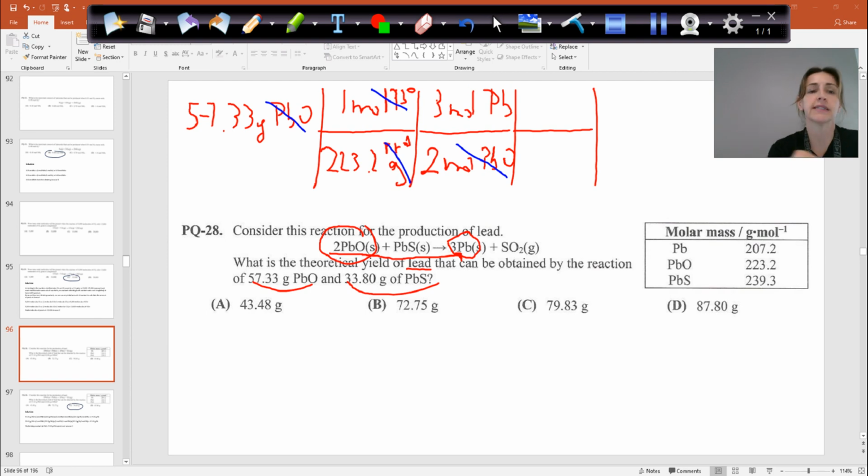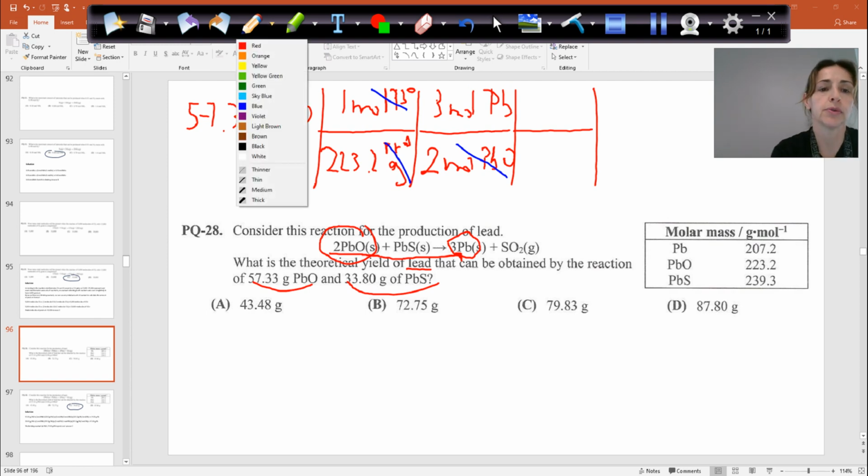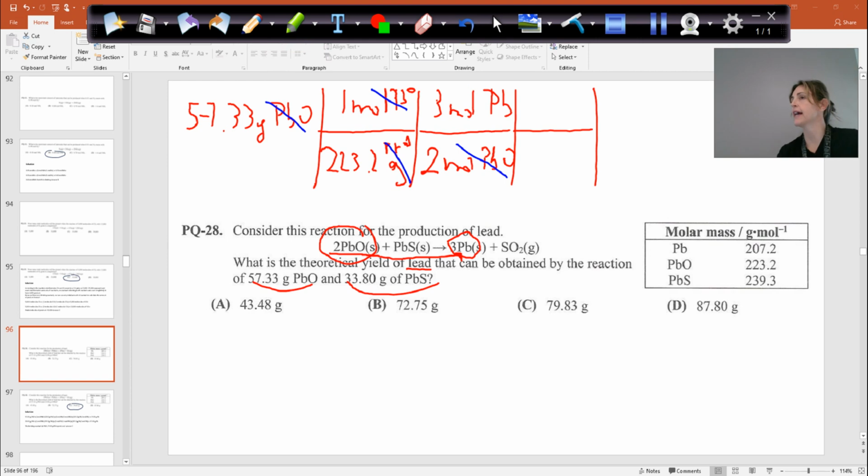So now next will be to convert this to grams of lead. So I'm multiplying by the molar mass of lead, right? So 207.2 grams of lead for each 1 mole of lead. So this is my first setup. And then I will do exactly the same setup, starting now from the PbS grams.